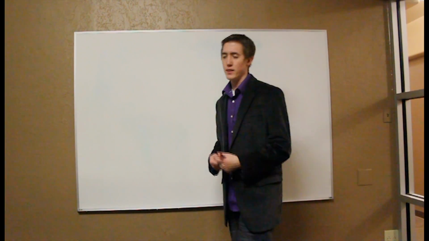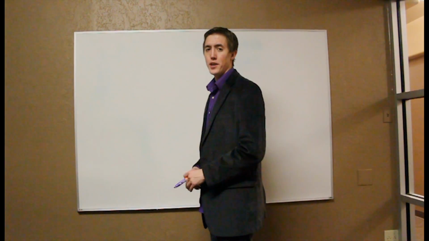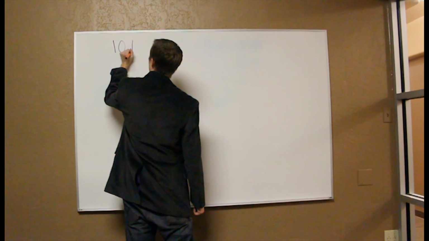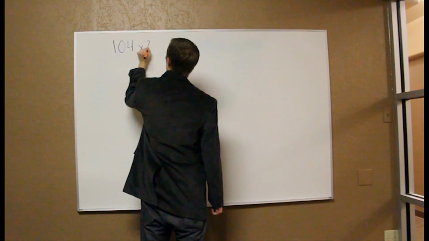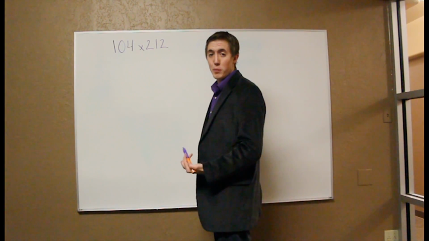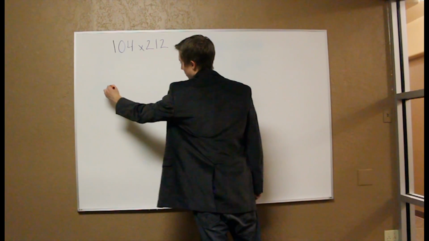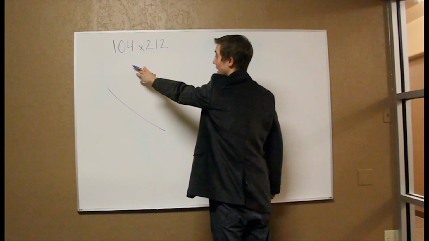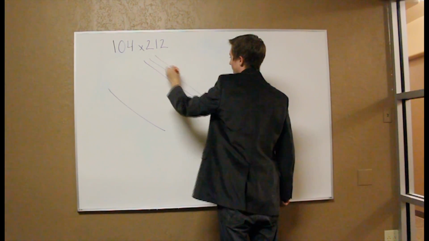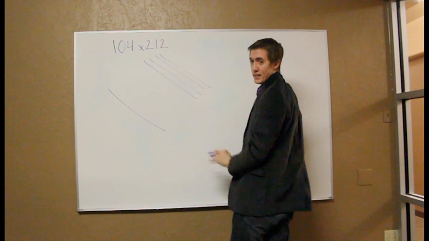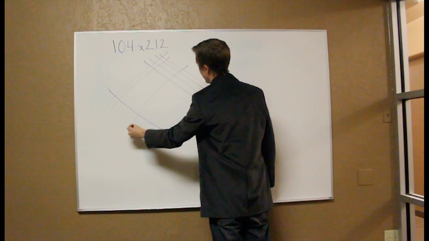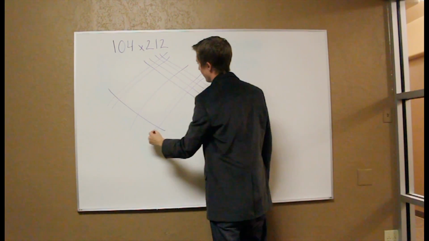So let's try another one just for fun. Let's multiply 104 and 212. Okay, so we're going to do the same thing that we've been doing all night. For the 1, we're going to draw one line. We're going to skip a space for the 0 and then draw 4 lines up above. We're going to do the same thing for 212. 2 lines here, 1 in the center, 2 lines at the bottom.